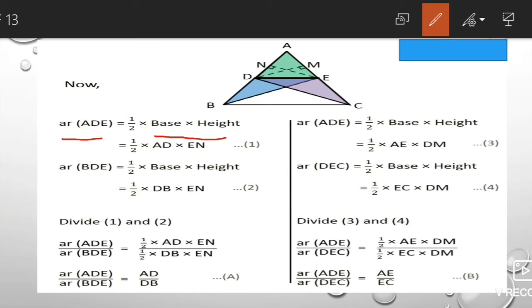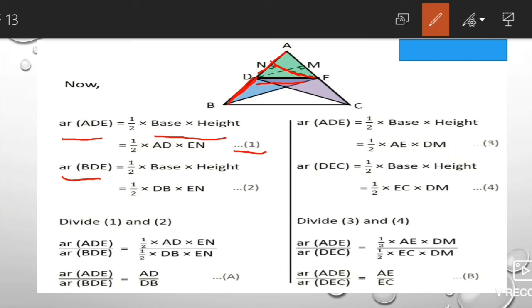So for triangle ADE, you can consider AD as base and EN as height. So I am writing area of ADE is equals to half into AD into EN. Mark this one as equation number 1. Now take the sky blue one, triangle BDE, the combination of sky and violet. Area of BDE is equals to half into base into height. Now for BDE you can consider BD as base.